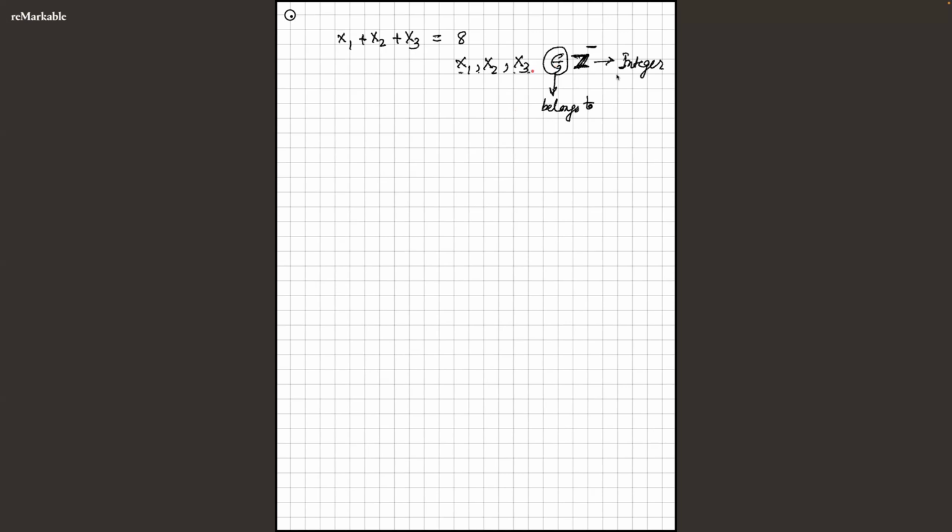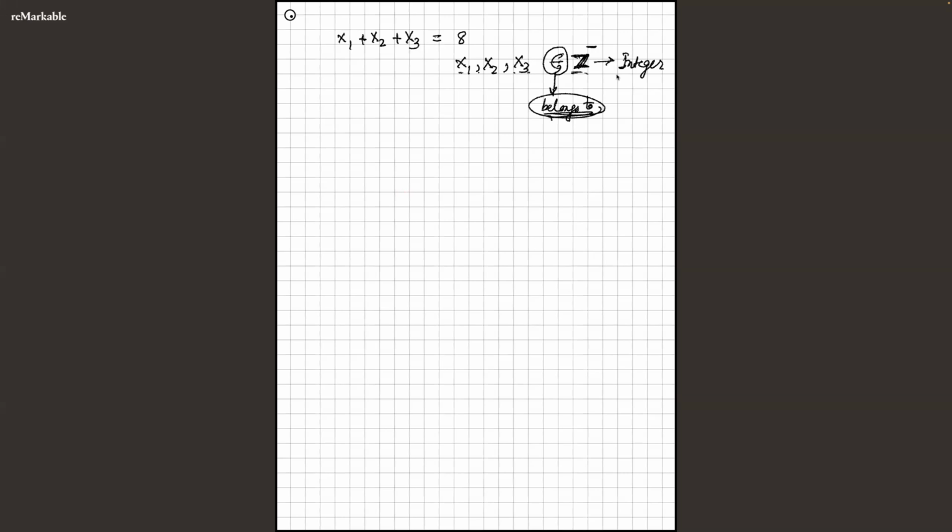The question is, why do you use all these symbols? This question always comes. The reason why mathematicians like symbols is because otherwise we have to write a lot of things, like x1, x2, x3 are integers. We do not want to write too much. Mathematicians are generally very lazy people. They do not have time to write unnecessary things, so they write symbols. That's why we use this symbol. Belongs to means they belong to a particular group, and which group? Integer group.